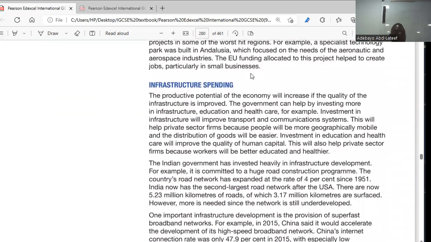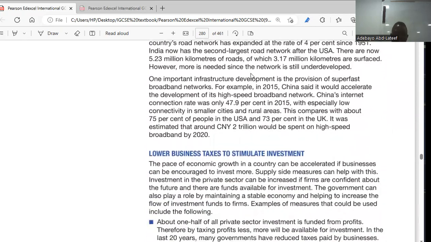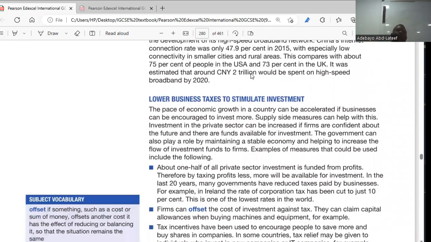Infrastructure spending. We're talking about infrastructure, we're talking about good road network, we're talking about healthcare, we're talking about education too. So when government spends on these things, it attracts foreign investors into the economy. That increases output. Yes or no? Yeah. Good communication, good road network would increase development in the economy. Yes or no? Yeah. So that is the point I'm making here. Any question about that?